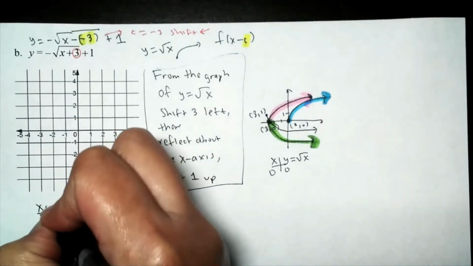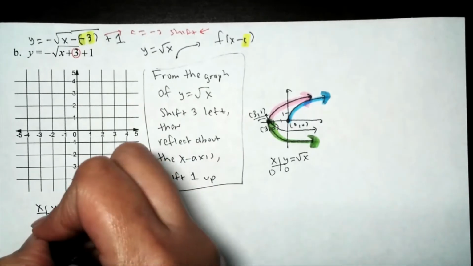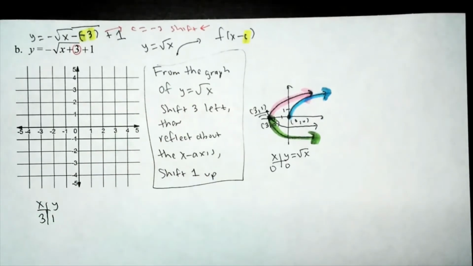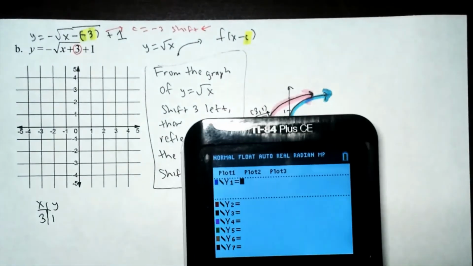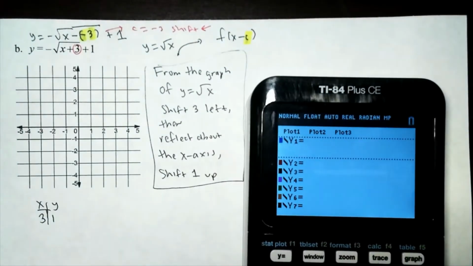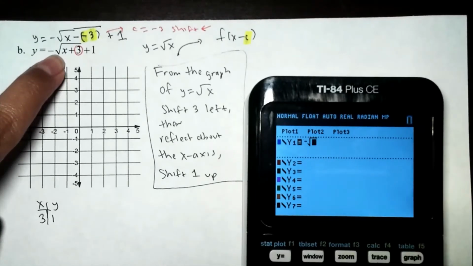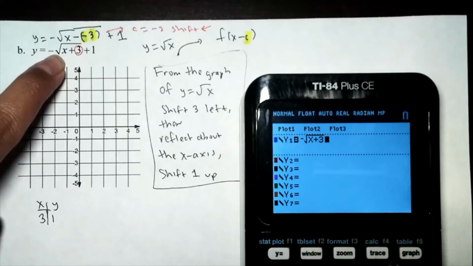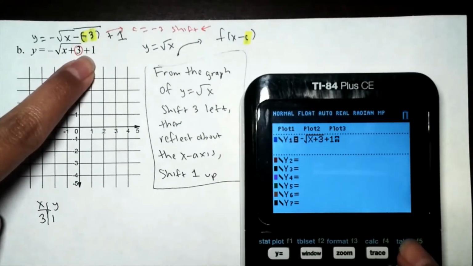So let's do our XY table. When x is 3, according to our commands, y should equal 1. But I want to punch it in just to be on the safe side. To save time, we're just gonna use our calculator. So we have y equals, where do I not have the glare? Y equals negative square root of x plus 3. Get out of the grouping symbol, or radical in this case, and then we're going to add 1.